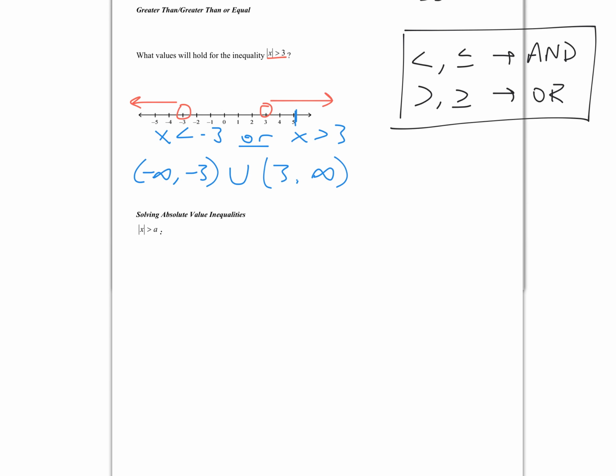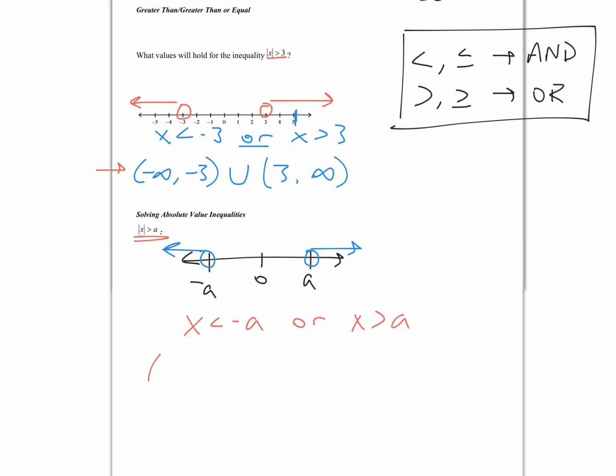So anyways, let's generalize this just like we did before. If we have any value, the absolute value of x is greater than a, we're going to say, okay, here's your number line, 0, positive a, and negative a. We know that it has to be greater than a or less than negative a. So that means here's your inequality, and very similar to the interval notation above, from negative infinity to negative a, union a to infinity.